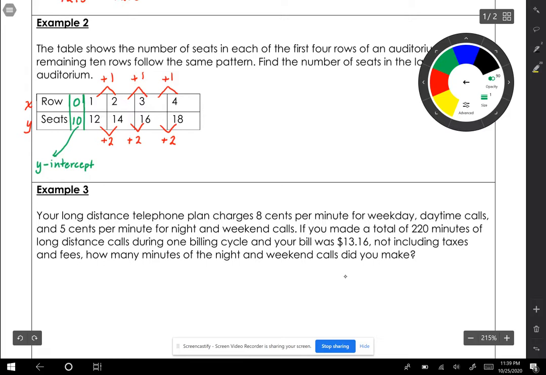And you find it when x equals 0. So notice the top number is 0. And so the y-intercept is 10. And the y-intercept in algebra is b. So b equals 10. And the other thing we want to do is we need to find the slope. So how do we figure out the slope? So the y-intercept is b, we need to know m.